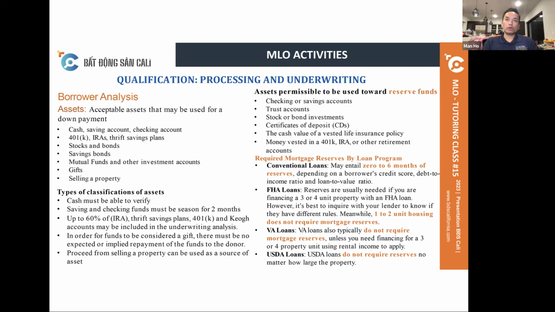So let's say you have a multi-unit, right? Could be a duplex, could be 3 units, could be 4 units. So the person can live in 1 unit and rent out the rest. Okay, VA loan. VA loans also typically do not require mortgage reserves unless you need financing for 3 or 4 unit properties using rental income to qualify. Okay, same thing. VA and FHA have the same requirement. Okay, 1 or 2 units, no reserve is required.